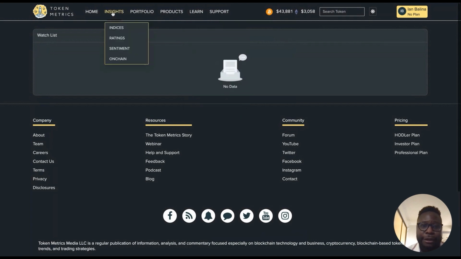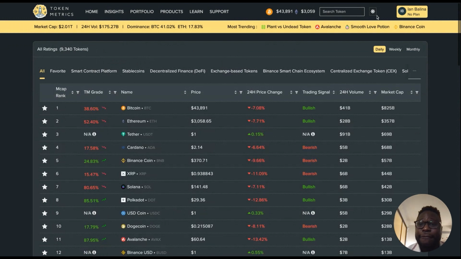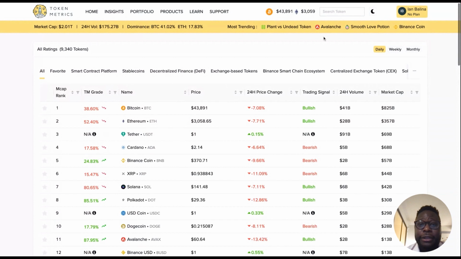But essentially, let's take it back to the top and go back to the ratings page. This is the new and improved Token Metrics. We have token metrics, on-chain data, sentiment analysis, dark mode, white mode, Token Metrics TV, and even more things coming to TM. So stay tuned. There'll be more communication from our team in terms of next steps.